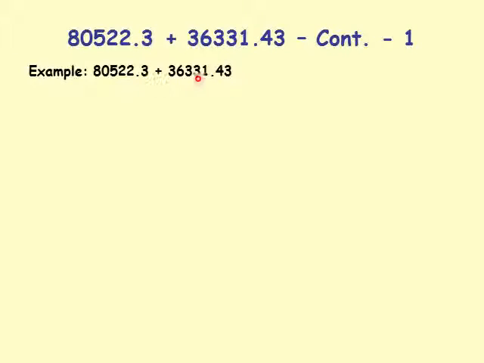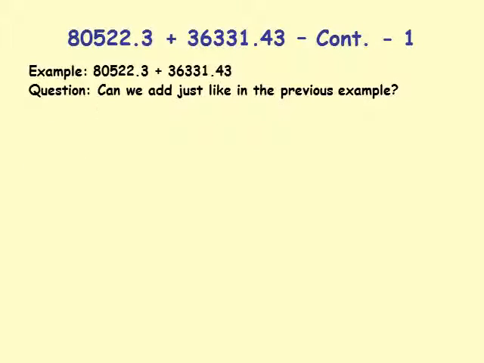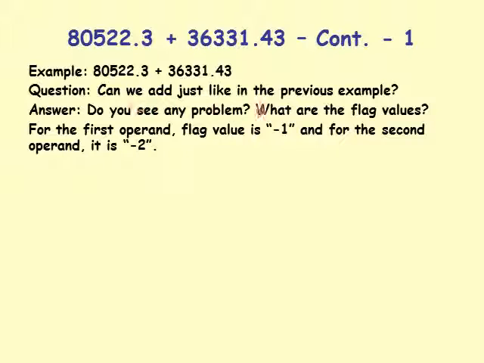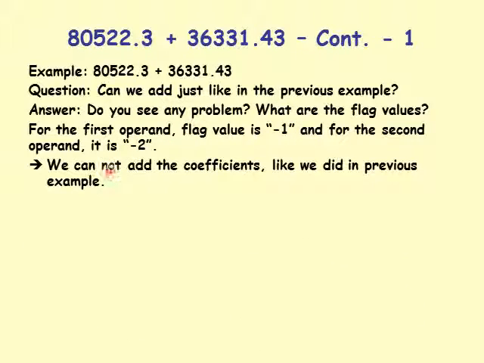So this is our example here. So this is what we were asking. Can we add just like the previous example? Do you see any problem? Okay. So there are -1 and -2 flag values. So we cannot add the coefficient just like we did in the previous example, but we still have to add them. Okay. How can we match the flag value?